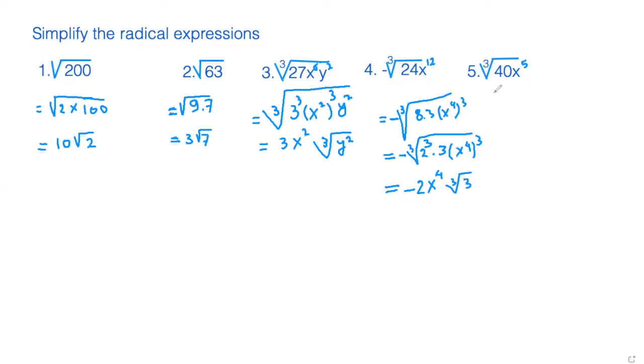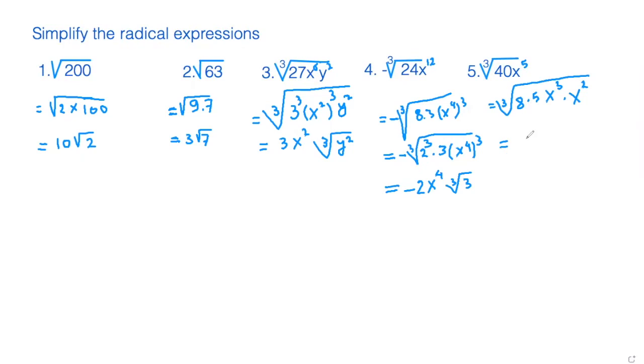Number 5, we also have to look at this. The index is 3, so we have to find a perfect cube. In this case also 8. 8 times 5 is 40. And we can split x to the power 5 as x to the power 3 times x to the power 2. I am doing this on purpose because my radical index is 3. That's why I'm trying to make the exponent 3, so that later on we can cancel.